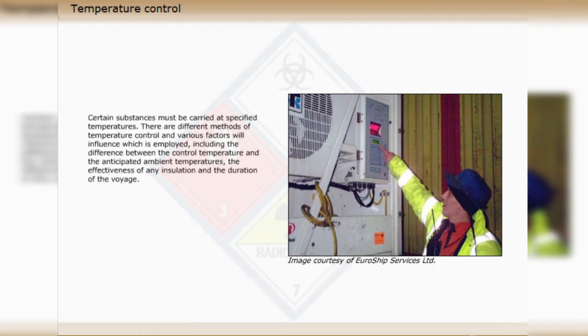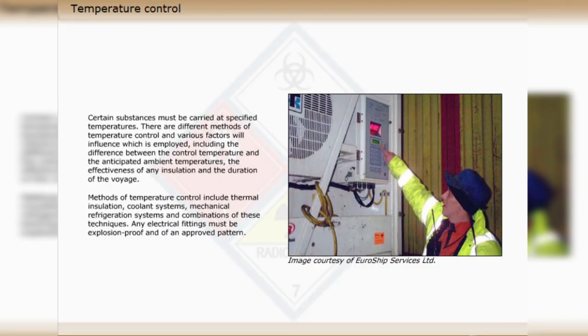Certain substances must be carried at specified temperatures. There are different methods of temperature control, and various factors will influence which is employed, including the difference between the control temperature and the anticipated ambient temperatures, the effectiveness of any insulation, and the duration of the voyage. Methods of temperature control include thermal insulation, coolant systems, mechanical refrigeration systems, and combinations of these techniques. Any electrical fittings must be explosion-proof and of an approved pattern.